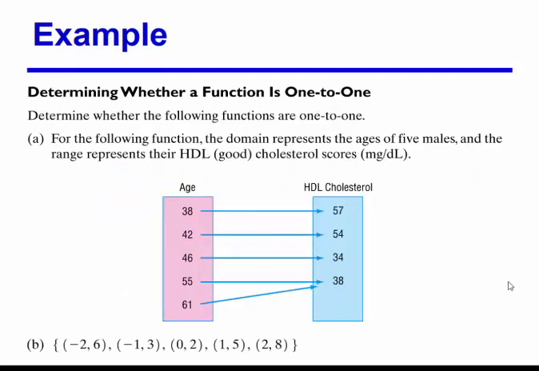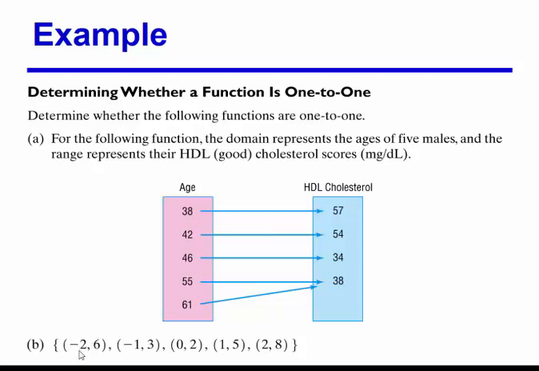Here's another example. We're going to determine whether a function is one-to-one. In the following function, the domain represents the ages of 5 males, and the range represents the HDL cholesterol scores. For A, you can clearly see that this is not a one-to-one function, because 61 and 55 both map to 38. These are easy to count: here I have 5 and here I have 4, so I have to have one double up somewhere.